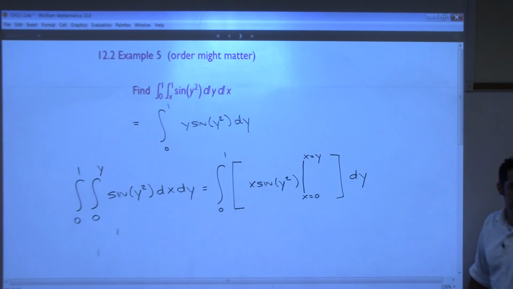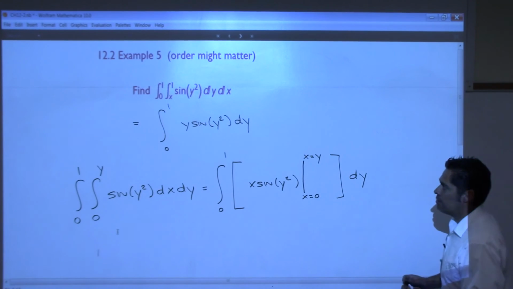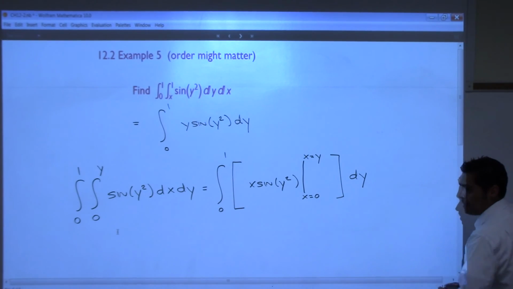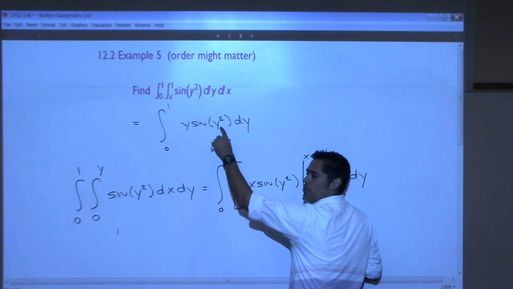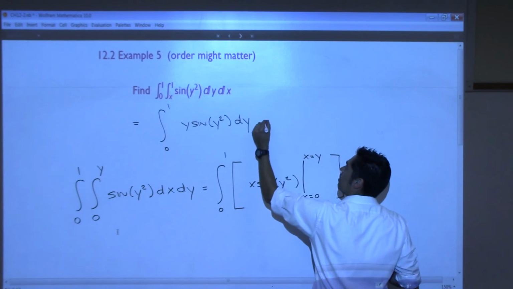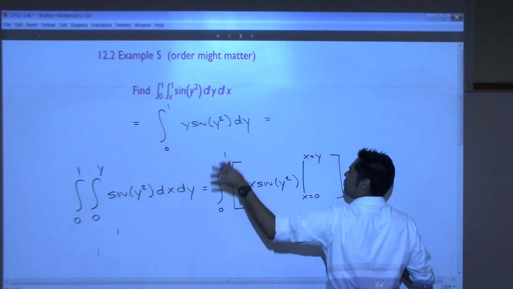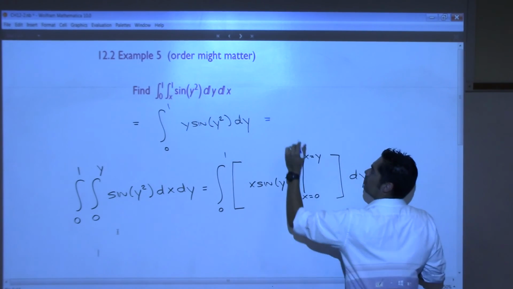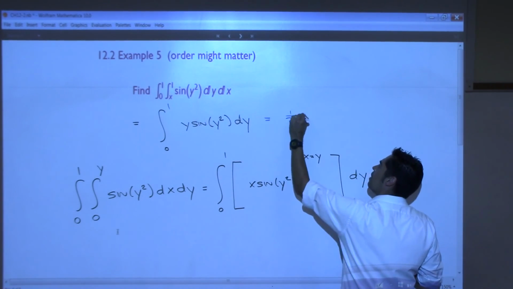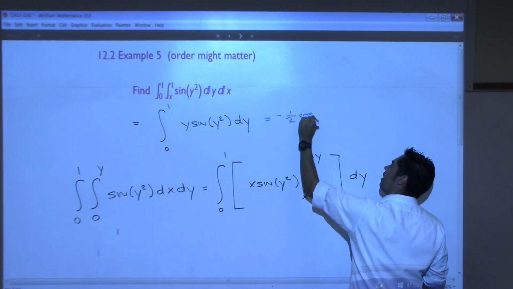Now, is that something you can integrate? Yes. That y out front saves you, doesn't it? It's just a basic u substitution. Take this to be u. What's the derivative of this? 2y. You've got it basically. So I'm not going to go through the integration, I'm just going to expect you can do it on your own. This becomes negative 1/2 cosine y squared.